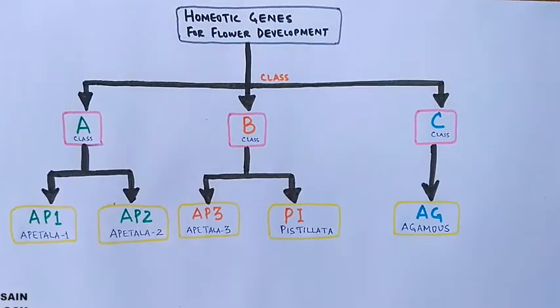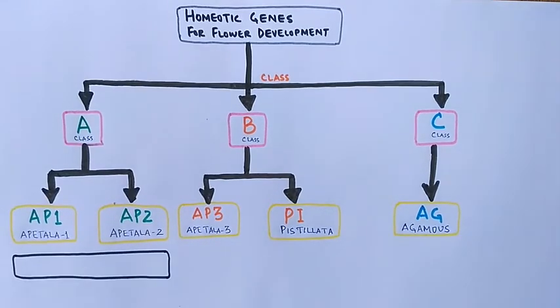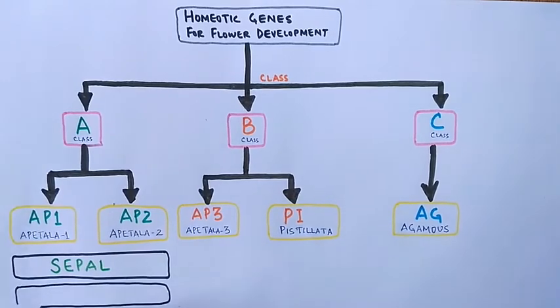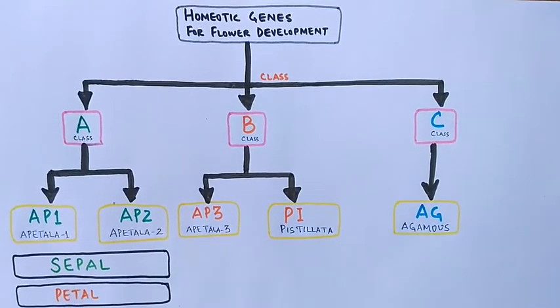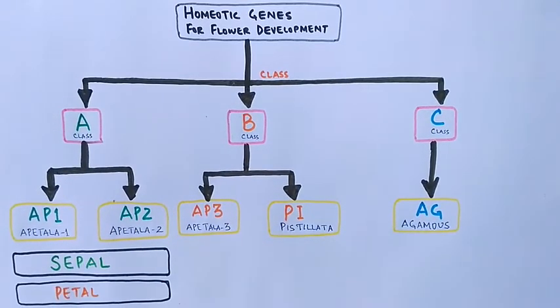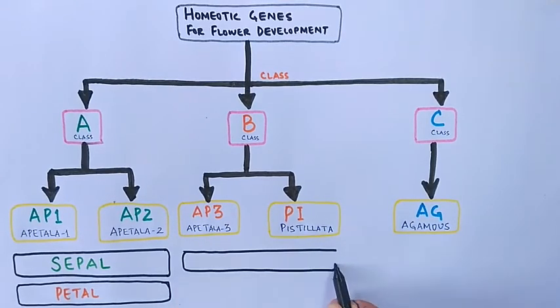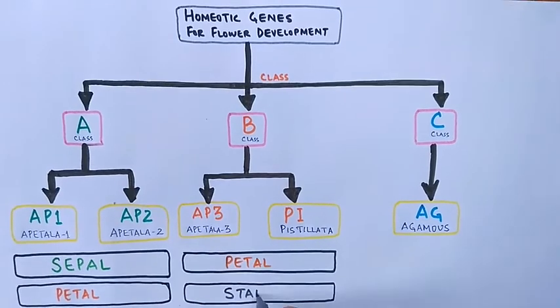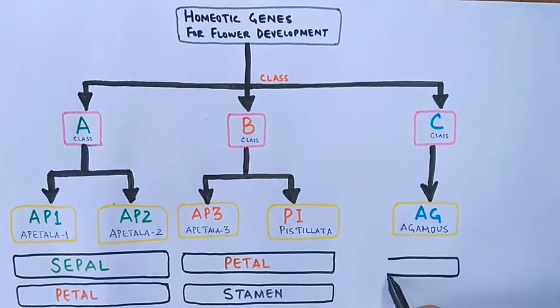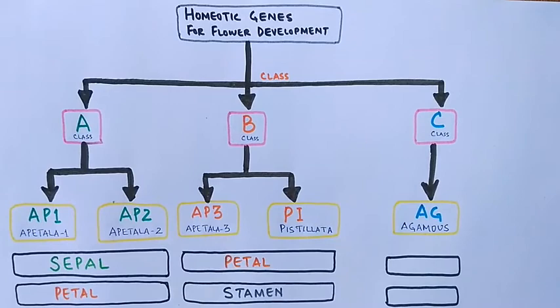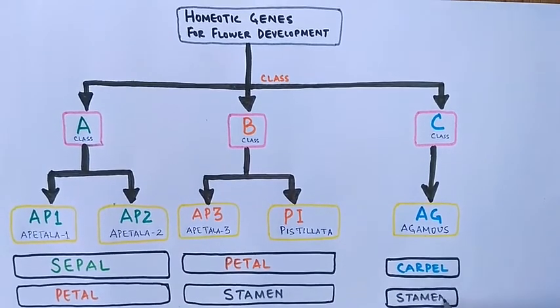Furthermore, we can see the specific contribution of these five genes towards the floral structures. The class A genes, that's AP1 and AP2, promotes the development of sepal. And also the class A genes promotes the development of petal. Secondly, we see the class B genes, that's AP3 and Pistillata, that promotes the development of petal and stamen. And finally, we see the only class C gene, agamous gene, promotes the development of carpel and stamen.